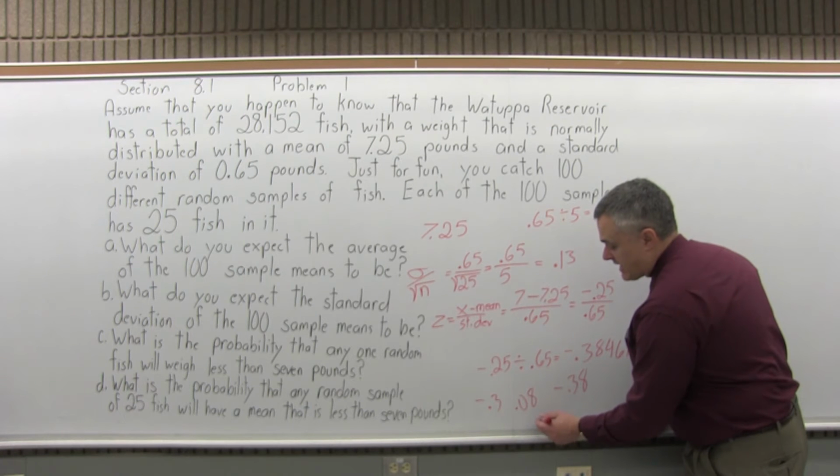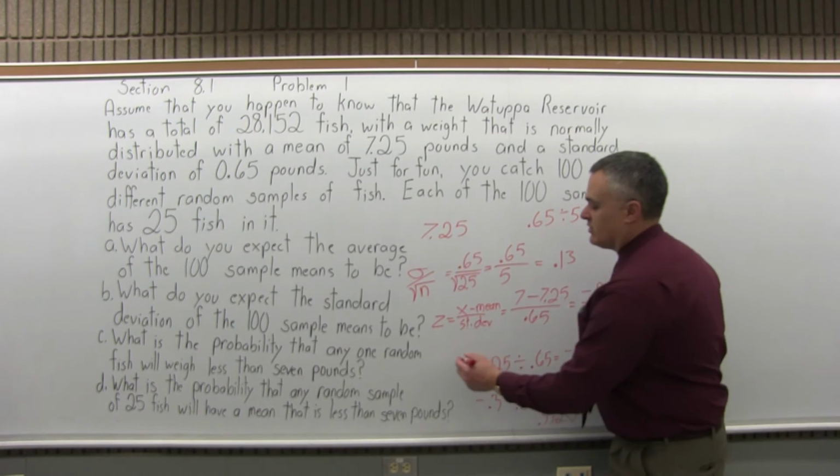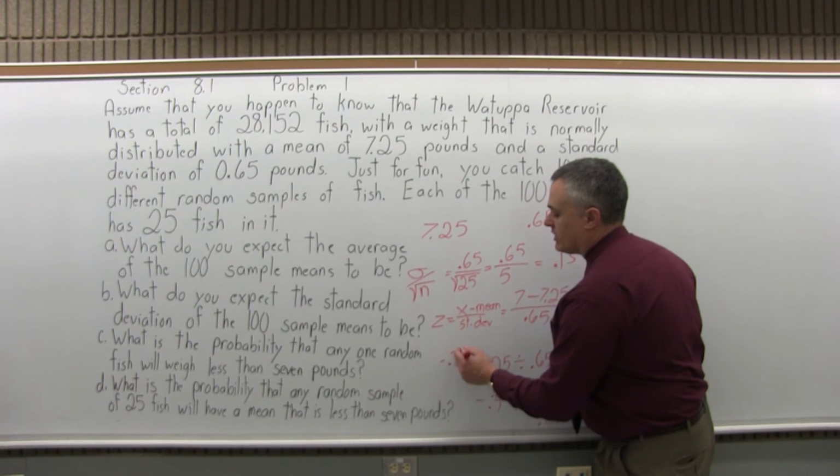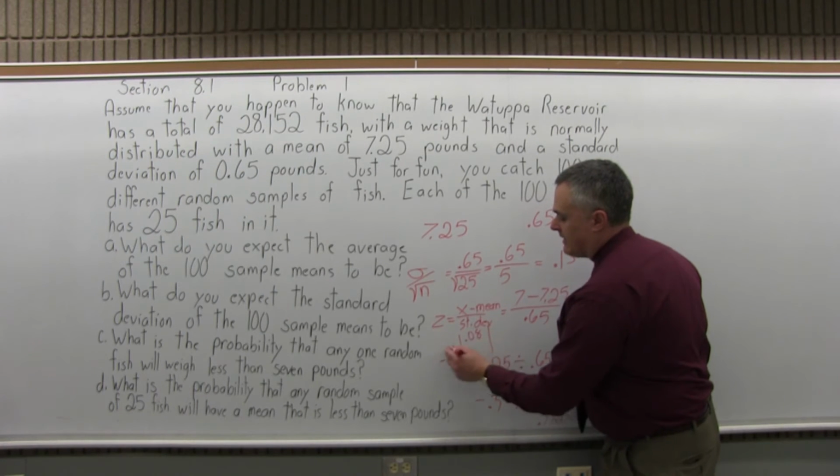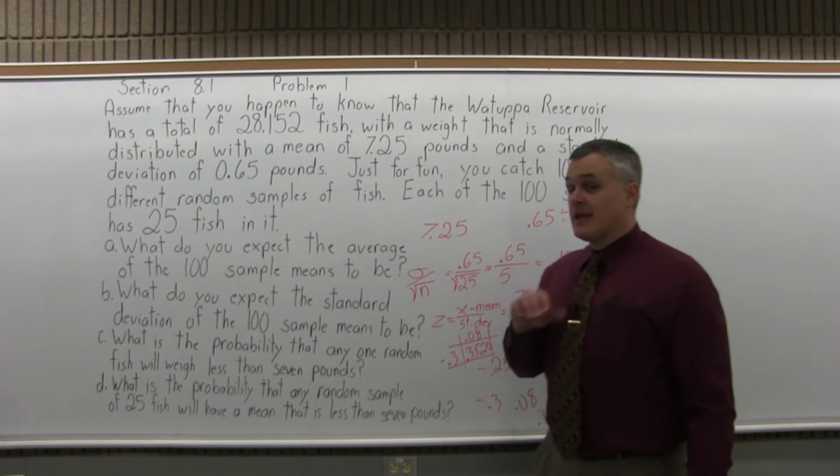And they will intersect at 0.3520. So again, you'll be in the negative 0.3 row, the 0.8 column. They will intersect at 0.3520. Now, is that our answer?